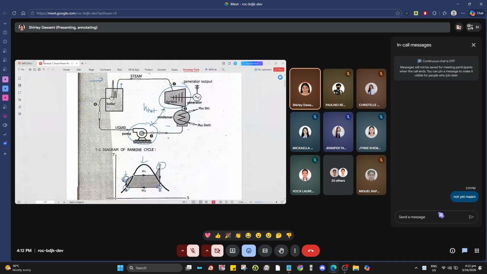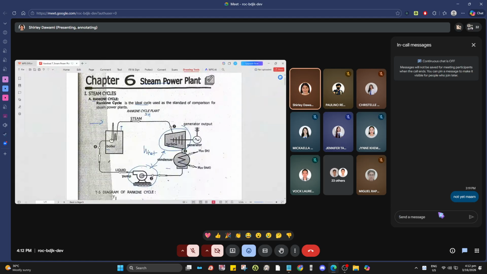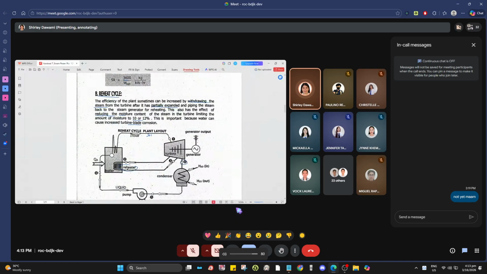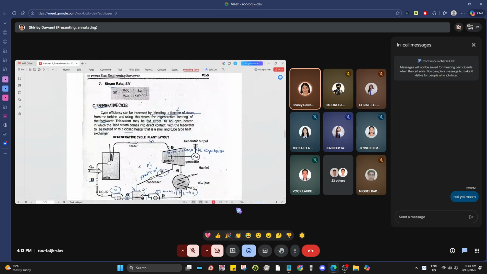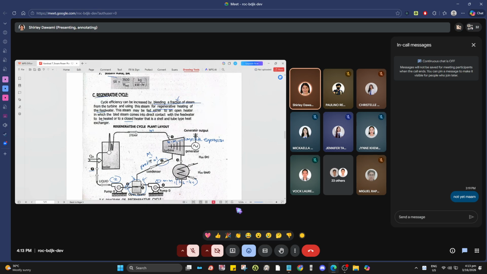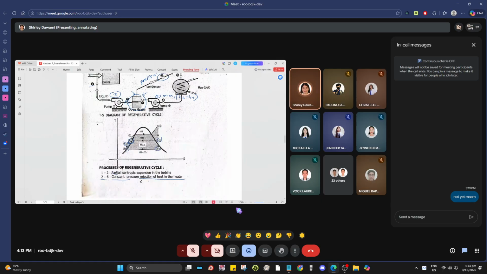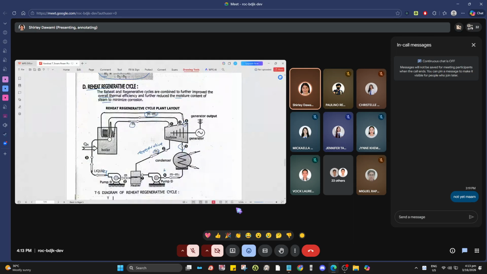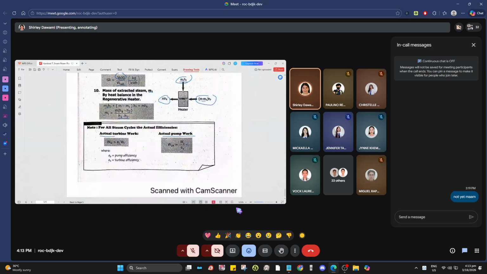Okay, so those are the 4 cycles used in the steam power plant. Do you have any questions? None. Okay. Next meeting, tomorrow, I will give sample problems on this. Please review these cycles in your spare time: the basic one, the reheat cycle, which has a reheater, then the regenerative cycle, where a fraction of steam is used to preheat the feed water, then the reheat regenerative cycle. Let me check the attendance.